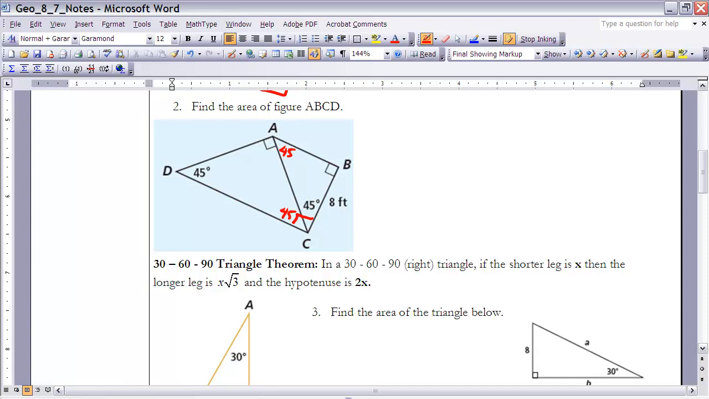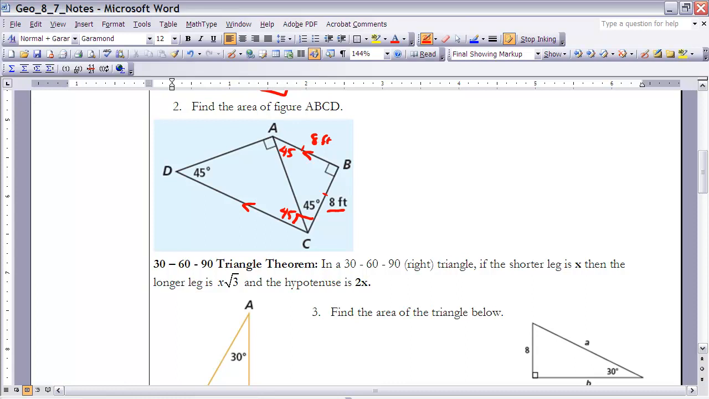So if these two angles are both right angles, that tells me that these sides are parallel to each other. So what I'm going to be able to do is find the area of that trapezoid. Okay? Well, let's use the measurements on this 45, 45, 90 to find all the lengths here. So if this is 8 feet, then I know these two have to be the same. Therefore, this would have to be 8 feet.